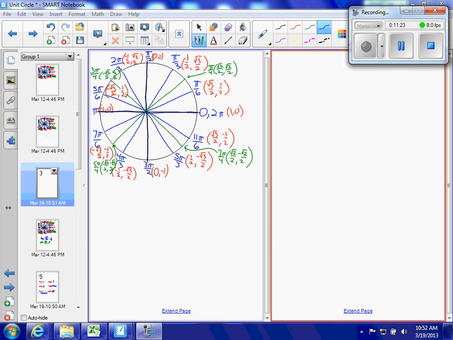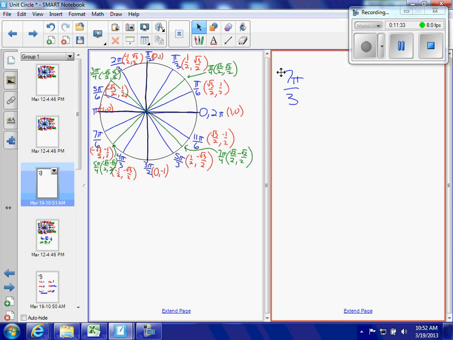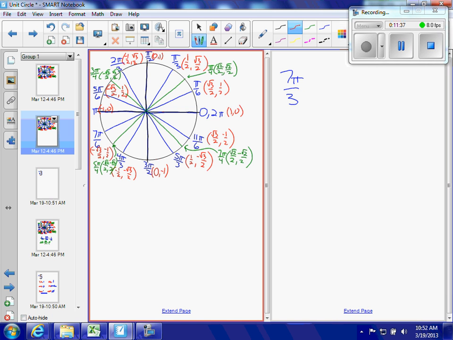How about 7 pi over 3? Where is 7 pi over 3? I'm going to start at my unit circle. I'm going to go once all the way around, which gets me to 6 pi over 3, which is the same as 2 pi. So if I want to go 7 pi over 3, I've got to go another pi over 3 to right here. So my coordinates are going to be exactly the same as pi over 3. Okay.